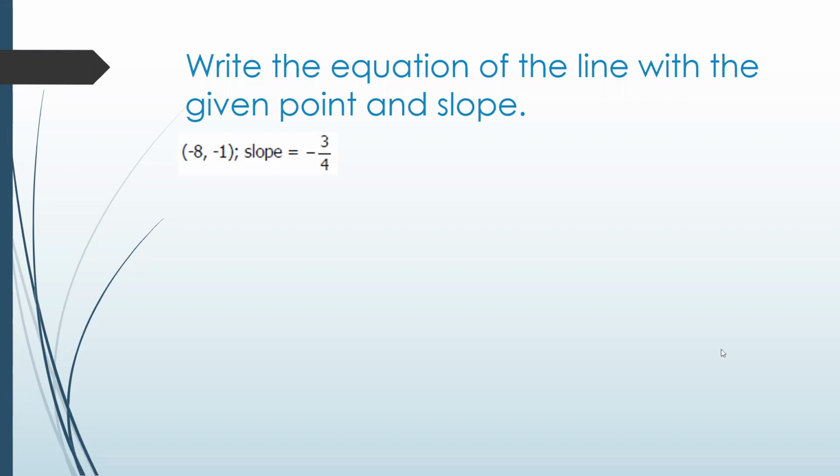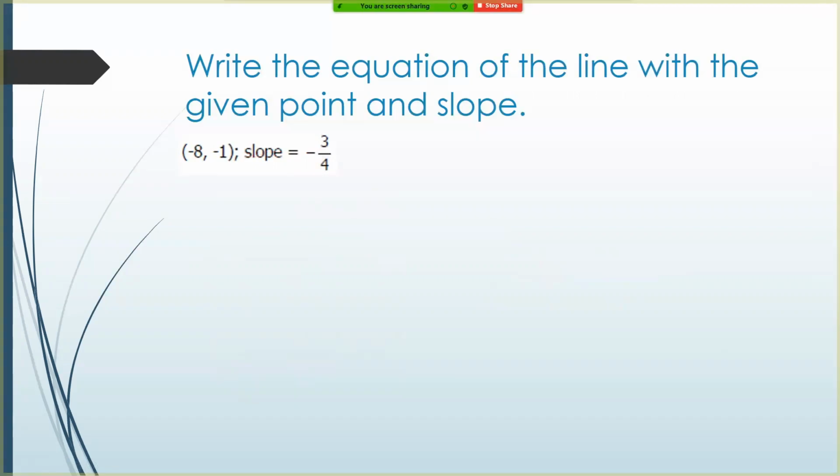See if you can do the next one. So I'm giving you another point and I'm giving you the slope. Label your points, x1, y1. Label your slope, m. There's like an imaginary one in front of that y.